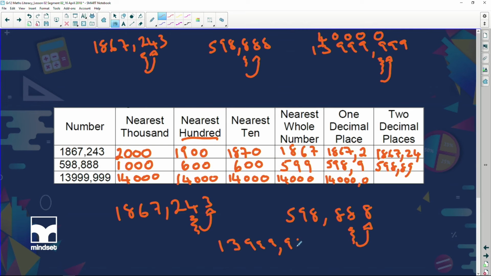13,999, comma, 999. That's my second decimal place. It's got to be affected by the 9. It's a big number. Says to the 9, you change. It changes to a 10. It fixes the next number, the next number, the next number, the next number, 4. So I land up with 14,000, comma, naught, naught.